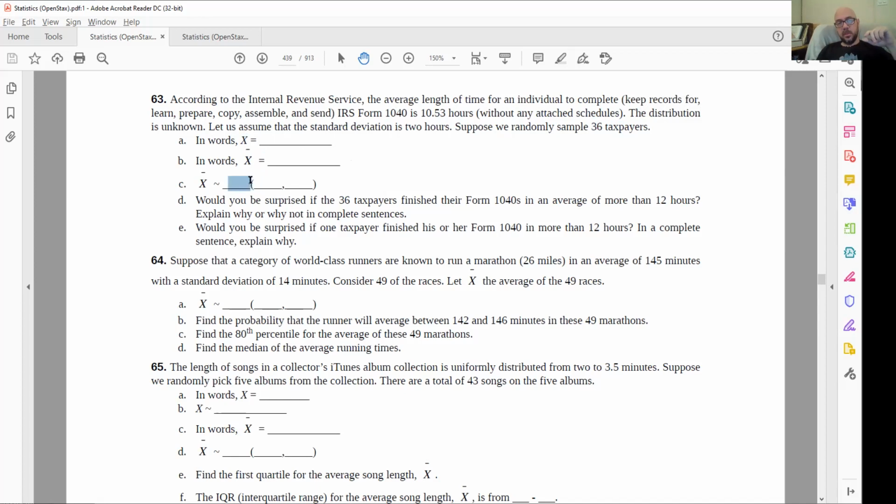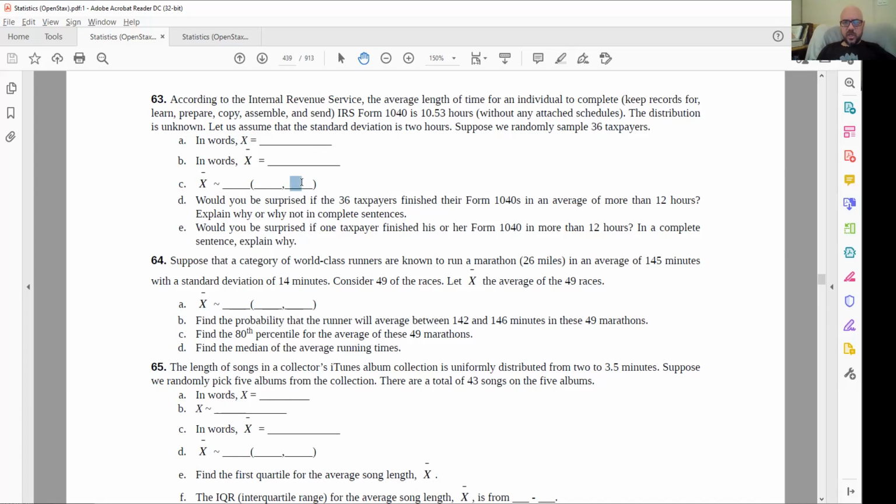X bar is normally distributed with the same mean, 10.53, and a standard deviation that is 2 over the square root of our sample size, which is 36. 2 over 6 is 1/3, so this is about 0.33. Would I be surprised if the 36 taxpayers finished their Form 1040s in an average of more than 12 hours? Yes, I would be very surprised. We can calculate the probability, but we don't actually really need to.